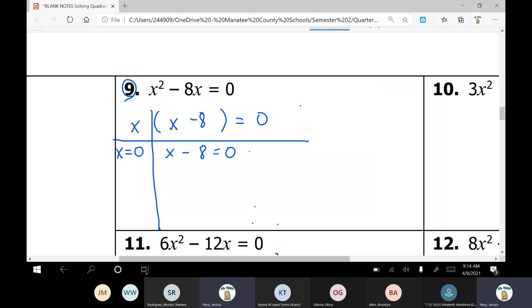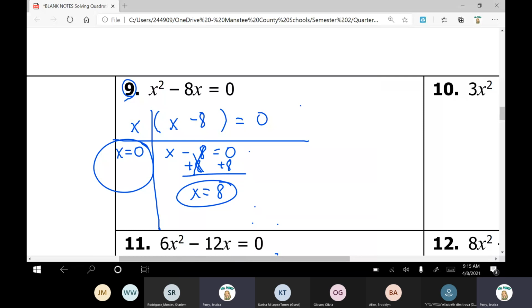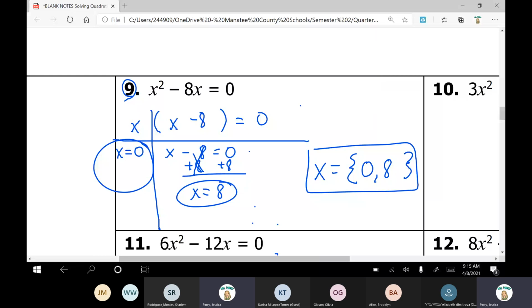And then we solve. This one over here on the left already says x equals 0, so there's nothing else for us to do there. It's already solved, so there's part of our answer. Now I'm going to solve this other one. Add 8 to both sides. So then I've got x equals 8. We've got our 2 answers. Now we can do step 4, write your answer using the curly braces. x equals, we've got 0 and 8. And there you go, that's your final answer for number 9.